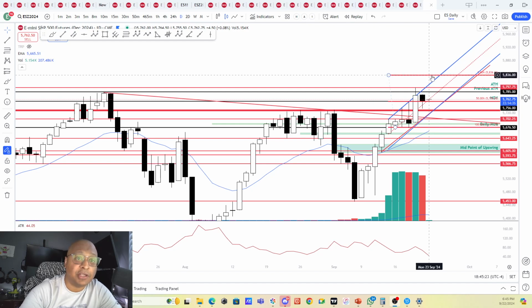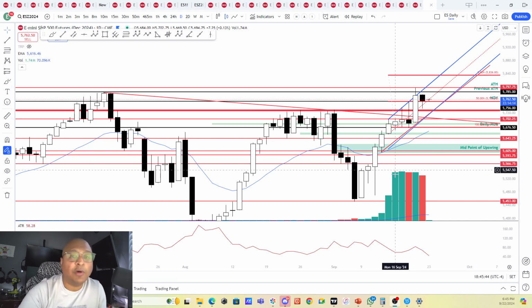Then we have this measured move target based on this particular pullback. The measured move target is at 5836. If we keep going up, that may be the ultimate target that the bulls may have, at least for tomorrow. Now, one more thing that we need to notice is this was the first leg up that we had on this particular bullish leg. Then we had this first attempt of reversal. This is the second attempt of reversal.